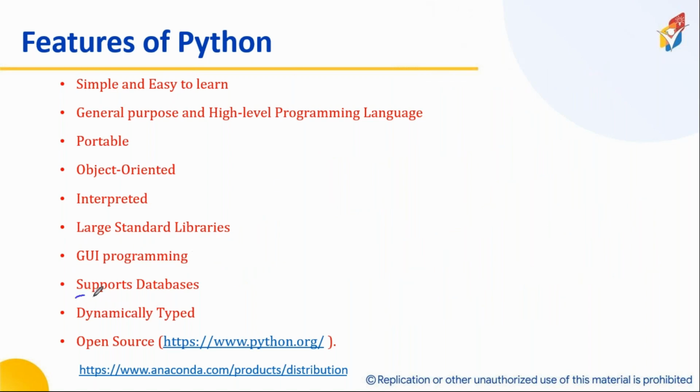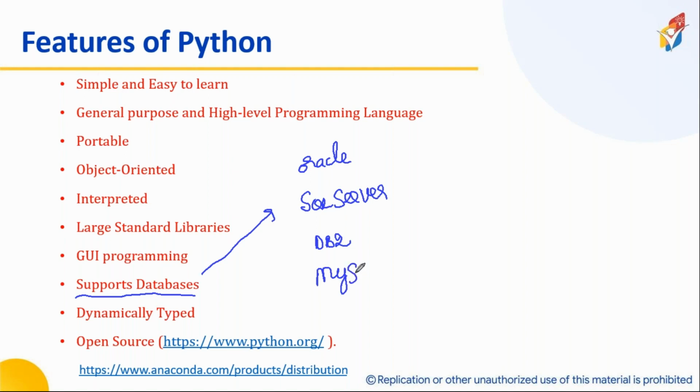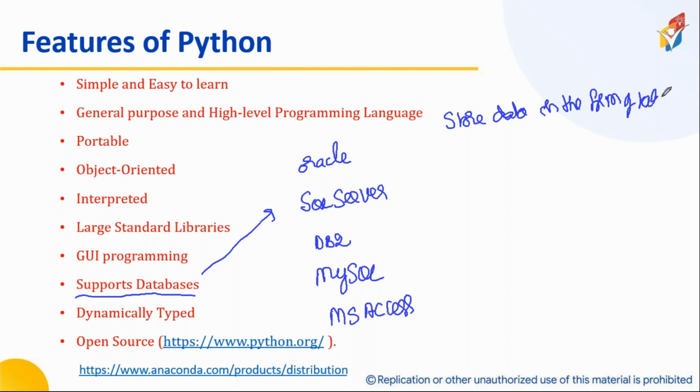Now, next one is supports databases. Now, what is a database? Most of you have heard about Oracle or SQL Server or DB2 or MySQL or MS Access. Simple. In MS Office, you will have a tool called MS Access where we will store data in the form of tables.